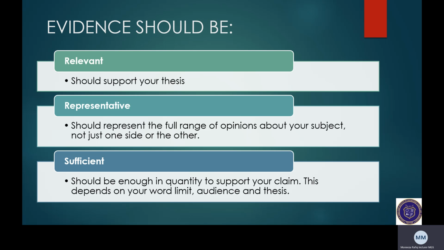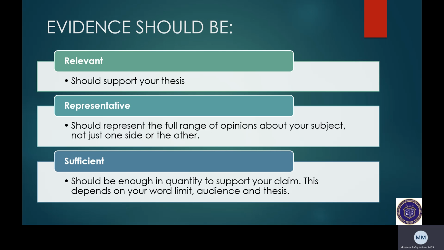Number two, representative. It should represent the full range of opinions about your subject and not just one side or the other. So, for example, whatever evidence you've gathered only covers one side or one aspect of your argument. That is not how it should be. You should make sure that it represents the full range of opinions. That means that it covers a wide variety of experts, a wide variety of areas, a wide variety of angles.